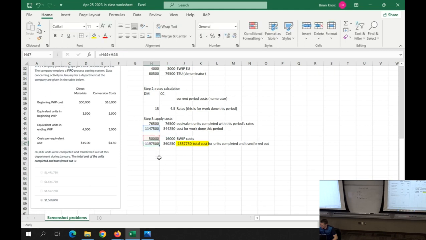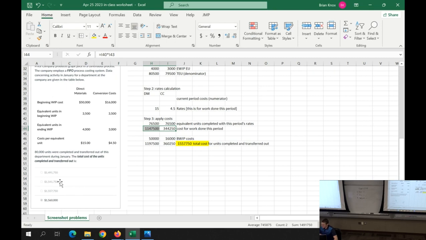We end up with 1,197,500 for direct materials costs and 360,250 for conversion costs for this period. So sum those, we end up with 1,557,750. So this answer right here. And I feel pretty confident that this answer right here is what you get. Let's see. Yeah, 1,491,750. That's what you get if you stop and you forget to add in the beginning WIP costs at the end. So you'll be tempted to answer this one for that reason.